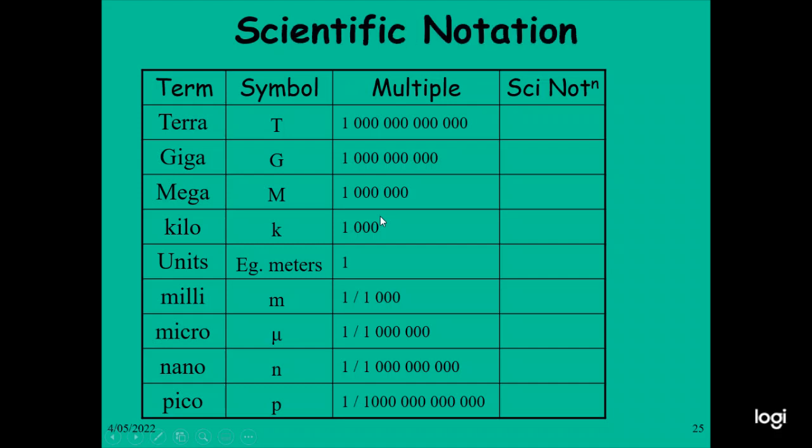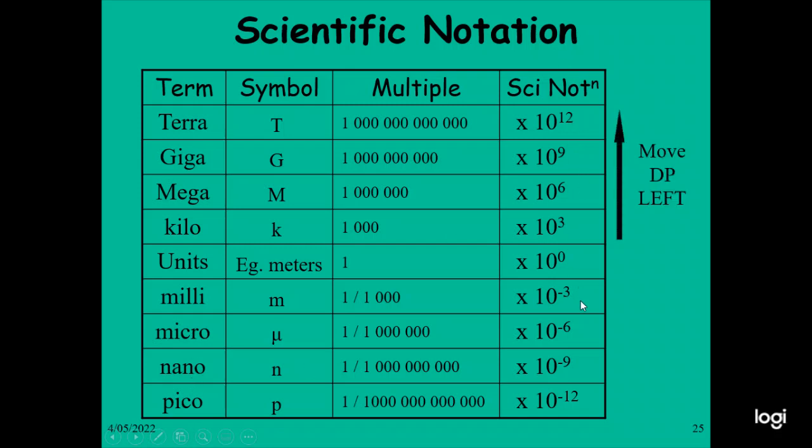Tera is 10 power 12, giga 10 power 9, mega 10 power 6, kilo 10 power 3, milli is divided by 1000, micro is divided by 1 million, nano divided by 10 power 9, pico divided by 10 power 12. So this is the way you can write the size-weight notation for tera, giga, mega, kilo, unit, milli, micro, nano, pico. In this case, these are higher and these are lower.